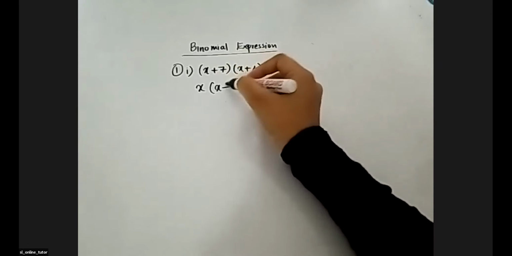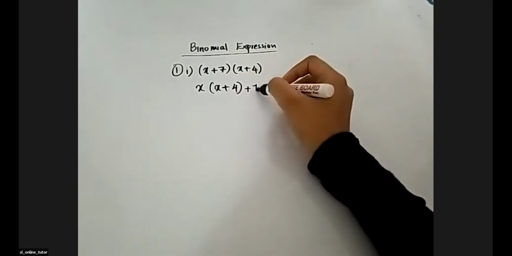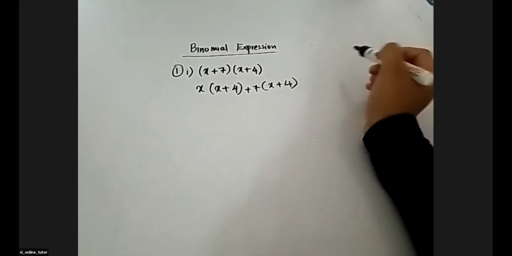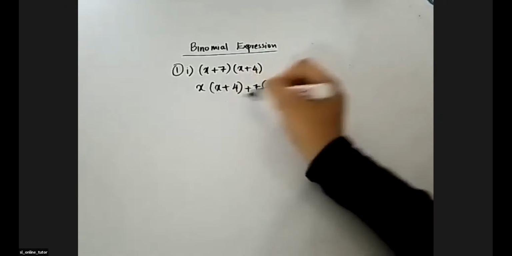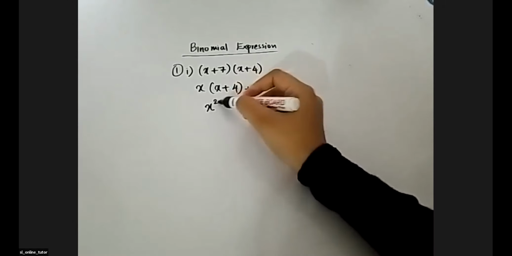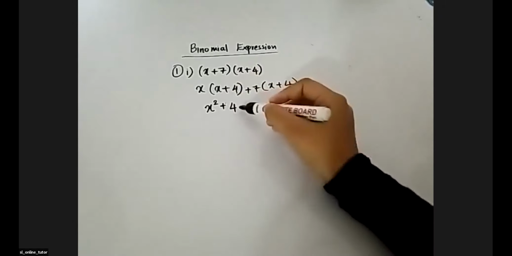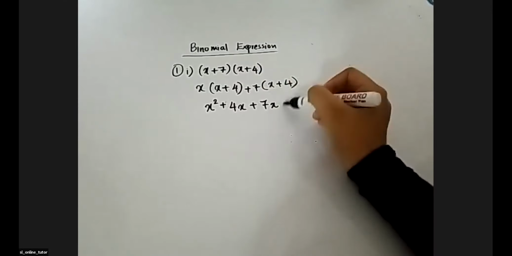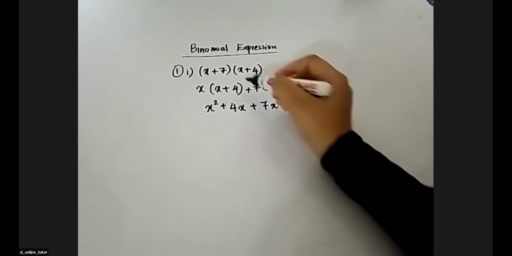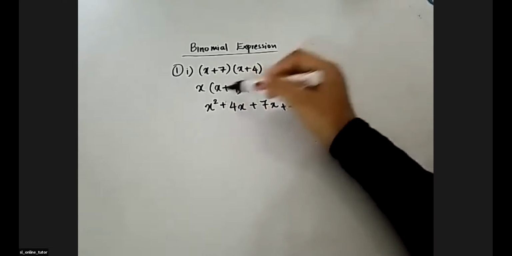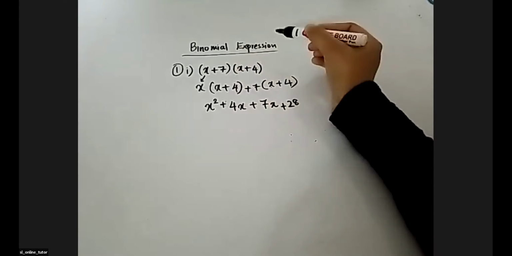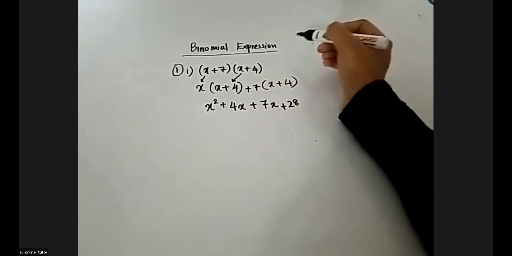x into x plus 4 plus 7 into x plus 4. Right? First of all, you have to expand actually. So you can take it as a trinomial answer. x into x is x squared plus 4 into x is 4x plus 7 into x is 7x plus 7 into 4 is plus 28. So if anybody didn't understand why I took it this manner, you should learn. From the first bracket, the first term should be taken out and the second bracket should be written.